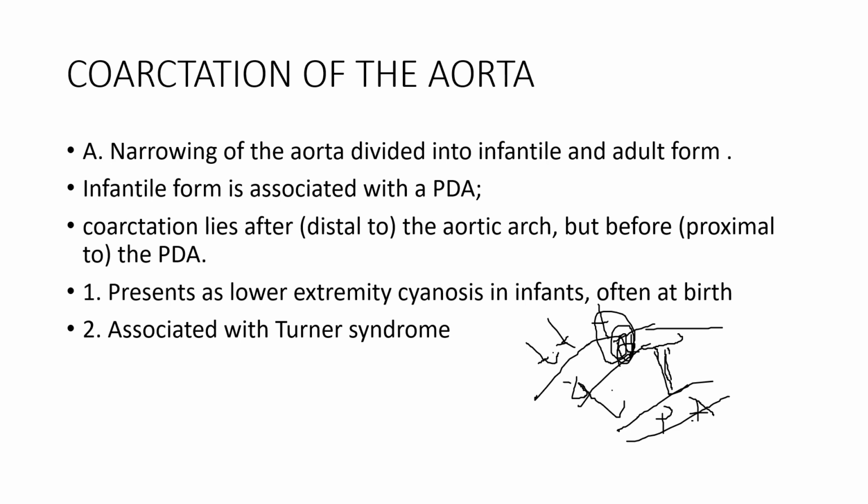So this is what I am trying to say. It presents with cyanosis of the lower extremity. Why does this cause cyanosis only in the lower extremity? You can find the answer in the diagram shown. The narrowing is here, so all the oxygen rich blood will go to the upper limb and the head and neck part. It won't go to the lower extremity, causing the cyanosis. It is often associated with Turner syndrome. This is very high yield, guys. You should remember this one.